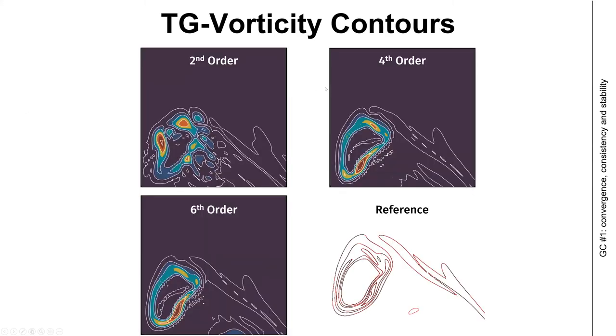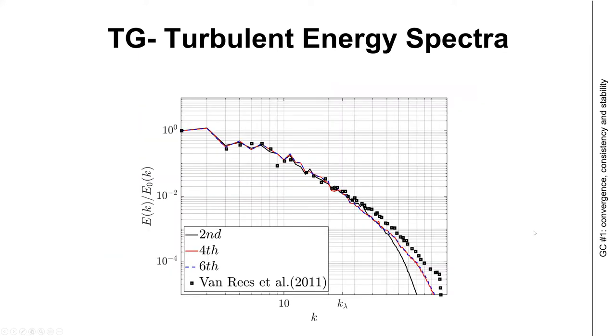And if you look at the vorticity contours in one slice of your domain, you can see that high order schemes, fourth and sixth order, are the only ones that are able to reproduce the same type of vorticity that Viré et al. were obtaining, whereas the second order approach is not. And if we look at the turbulent energy spectra, again, we see that, first of all, we are able to reproduce the reference solution. And for larger wave numbers, the high order schemes are getting better results than the second order one.